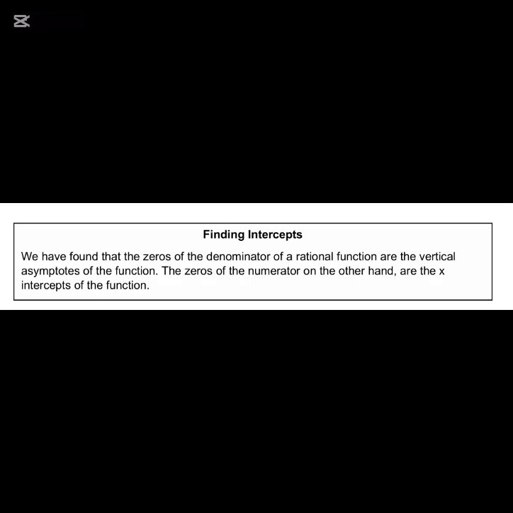So since we have tackled the different types of asymptote, now let's proceed to finding the intercepts. We have found that the zeros of the denominator of a rational function are the vertical asymptotes of the function. The zeros of the numerator, on the other hand, are the x-intercepts of the function. So let's have an example of finding the intercept. Assume that f of x equals x squared minus 16 over x minus 3.